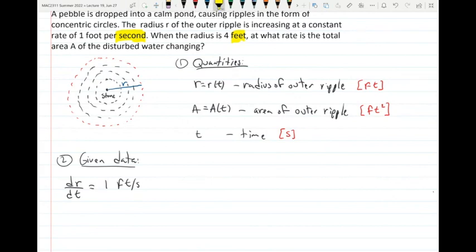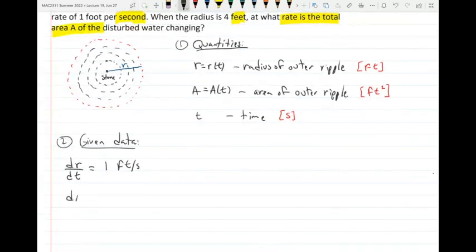So, what is it that we need to find? Are you sure? Read. At what rate is the total area changing? So what does the word rate mean? So we need to find dA dt, right? So our job is to find dA dt when r equals 4. Do you understand this?